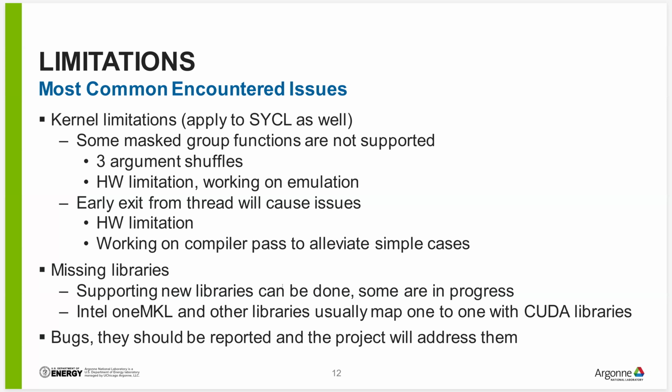And of course, missing libraries are also a big hurdle. So we can support new libraries. We are working on some new libraries. The idea is that if it's in Intel OpenCL, most probably it's pretty straightforward to port. And Intel has provided other libraries that map one-to-one with CUDA, but they usually depend on different kinds of programming models and may be a bit tricky. So it's a bit more effort to port libraries which are not based on OpenCL.